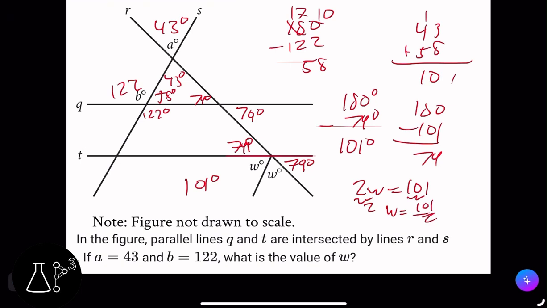If I do my math right over here, or plug into a calculator, that gives me 50.5. So the answer is W equals 50.5. And if you multiply them together, you should get 101.